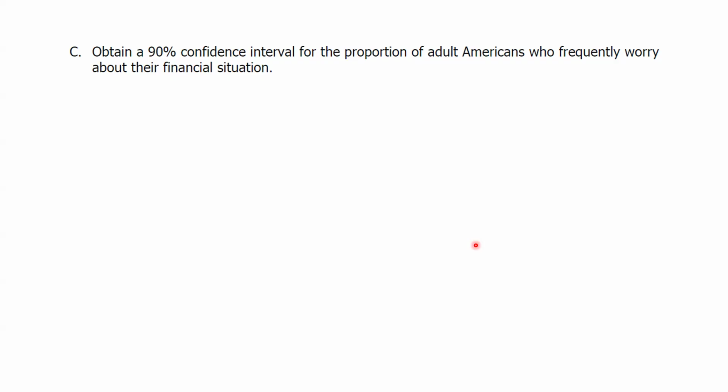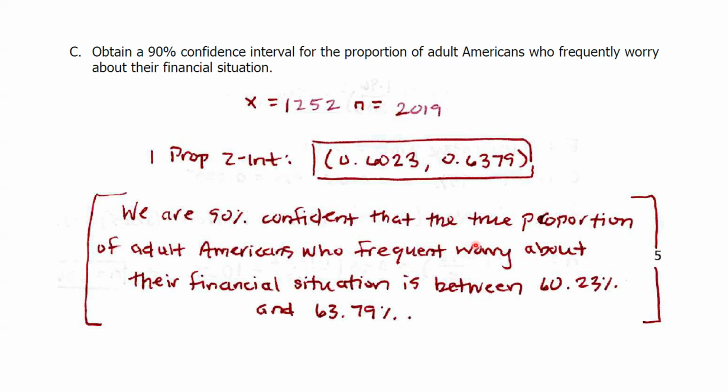So for C, to obtain a 90% confidence interval for the proportion of adult Americans who frequently worry about their financial situation, you would have to use the 1-prop-Z test in your calculator, giving you the interval 0.6023 and 0.6379. So your interpretation would sound like we are 90% confident that the true proportion of adult Americans who frequently worry about their financial situation is between 60.23% and 63.79%.